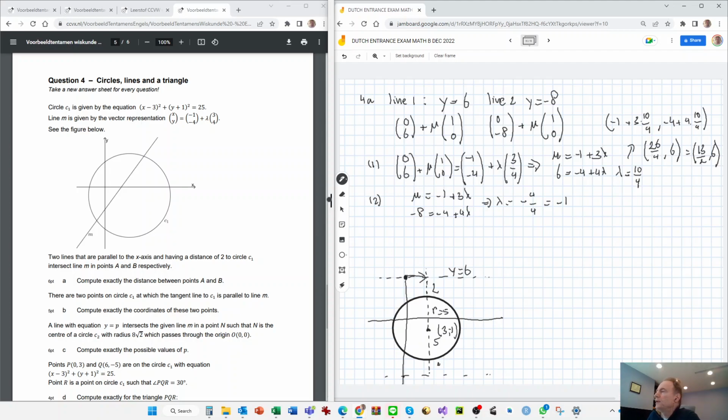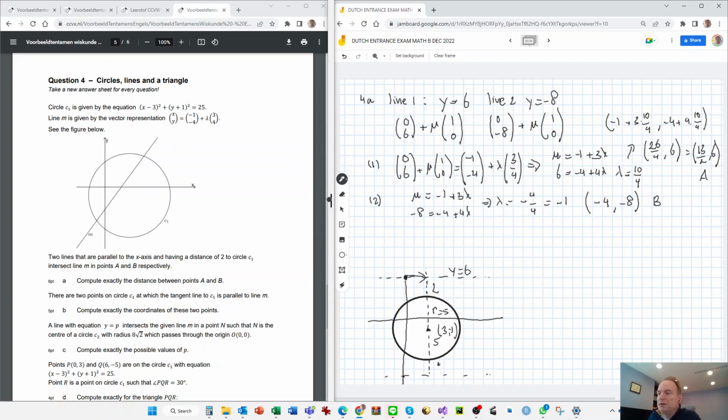And then for the coordinates we get -1, -3, so -4. And this has to be -8. So that's our point B. This is our point A, this is our point B.